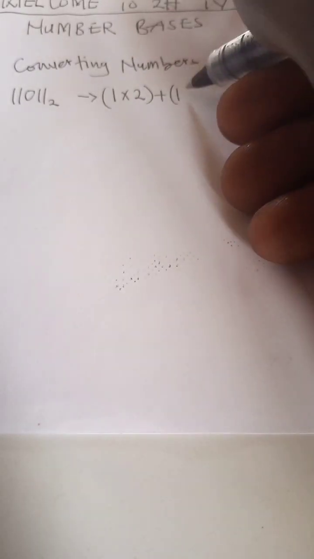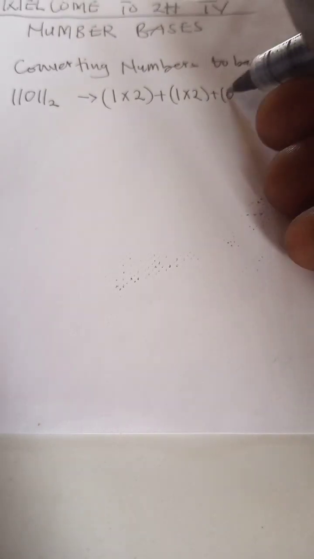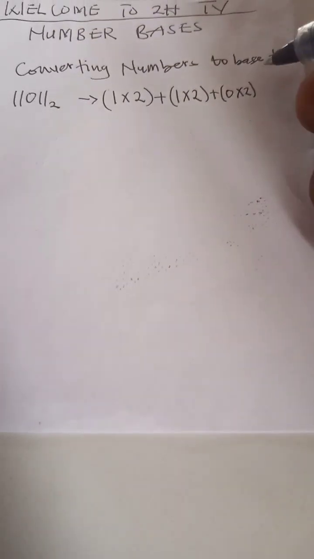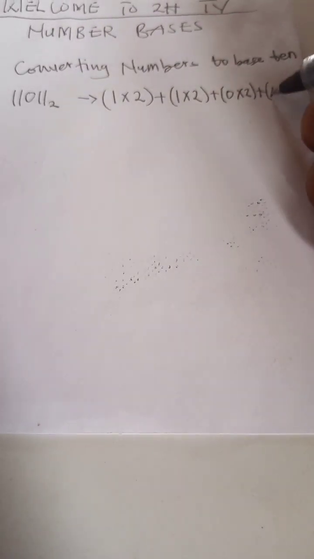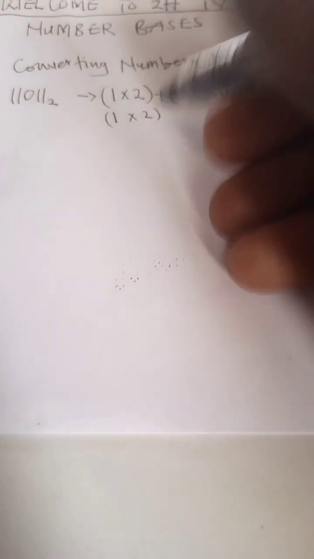So what you are going to do is that you expand the given number, right? So that will be 1 times 2 in one bracket. We add it to the second 1 times 2 in another bracket plus 0 times 2 in another bracket plus 1 times 2 in another bracket. Then the last one will be 1 times 2 in another bracket.